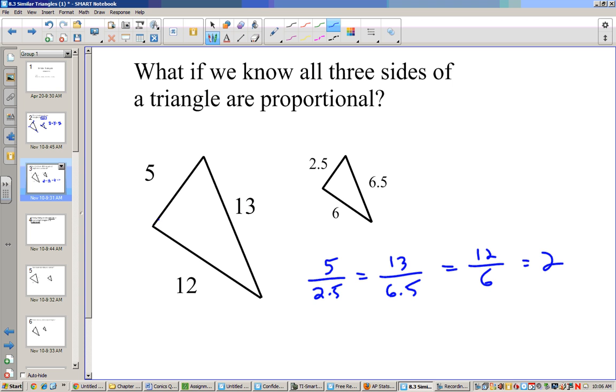Now, is that enough information to tell us that these angles are congruent? That's a big question for today. And the answer to that question is yes. Because if all three sides of the triangle are proportional, by side, side, side, we know that these triangles are similar. So we don't need to know all of these angles to prove similarity.